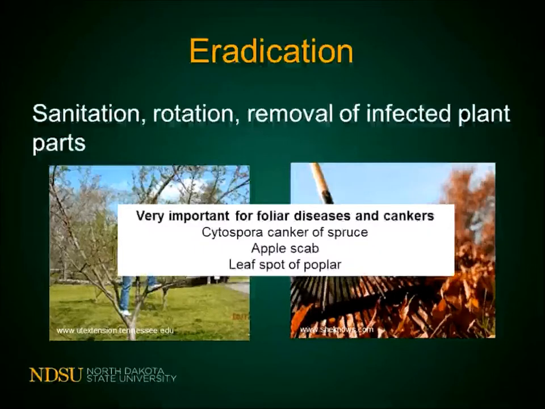Here are some examples of a few diseases that this can be really, really important for. Any of the diseases that are canker diseases, so they infect the branches and main stems of trees, you want to cut out those cankered areas and get rid of them. Apple scab, as I mentioned before, is a really good example. Get rid of all the dead leaves in the fall or at the very least in the spring before things start to flush and bloom. And for any disease that impacts the leaves of plants or trees, you just want to get rid of that dead plant material. That's one of the best strategies you can use to prevent the problem from starting in the first place.